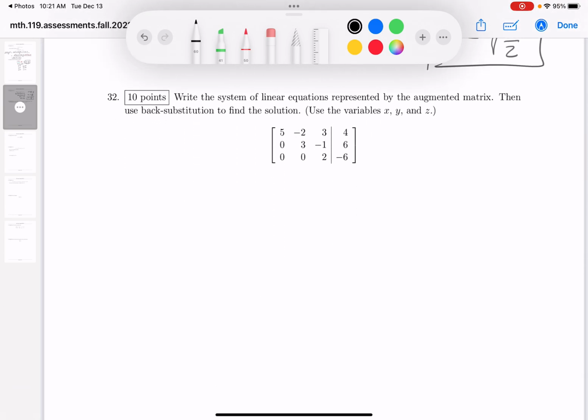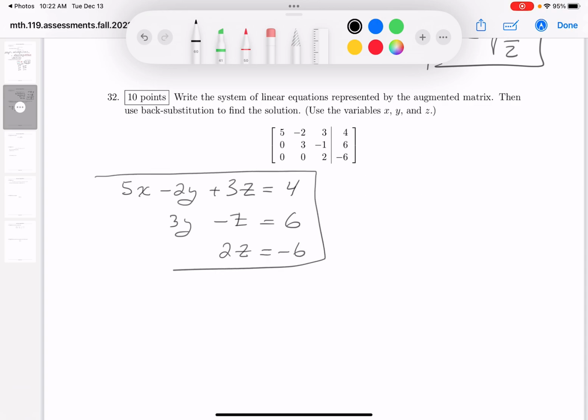All right, let's do 32. Write the system of linear equations represented by the augmented matrix. Let's write this down. And what do you get? You get 5x minus 2y plus 3z is equal to 4. Then you're going to get 3y minus 1z is equal to 6. And then you're going to get 2z is equal to minus 6. So I did that part. The next part says use back substitution to figure it out.